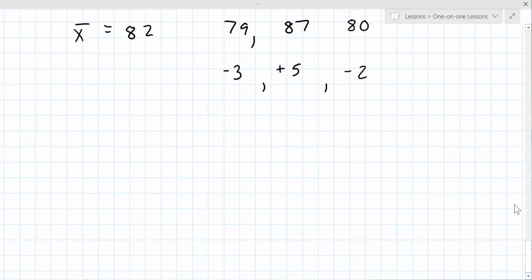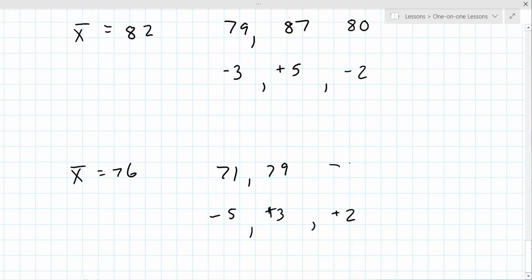Let's try another one here. The average is 76, and the scores are 71 and 79. Okay, so it's -5, and then +3. So what do these add up to currently? Currently -2. So this must be +2. Okay, so what number goes here? 78. Good. All right, you got that skill down now.